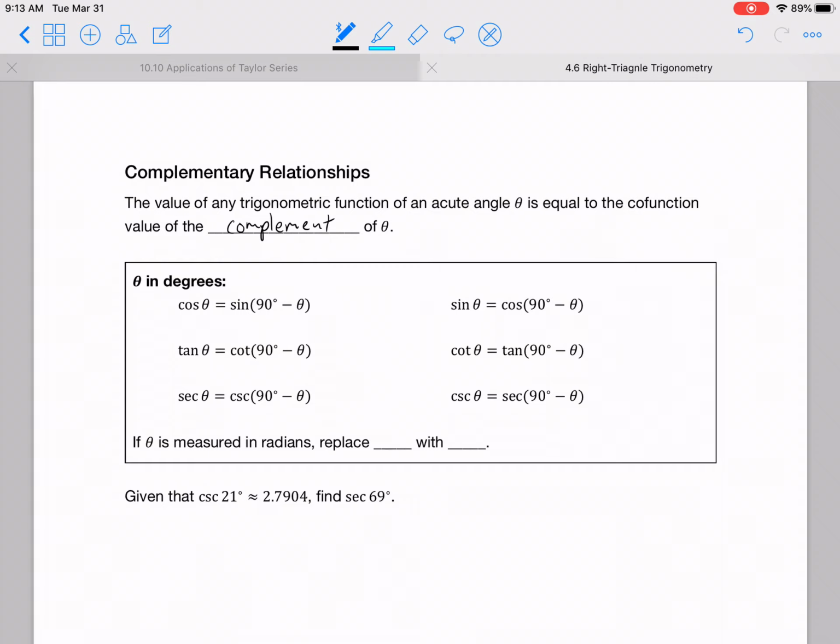So if theta is measured in radians, then you essentially have these same relationships by replacing the 90 degrees with pi over 2, because pi over 2 is the same thing as 90 degrees. So just replace them and you've got that.